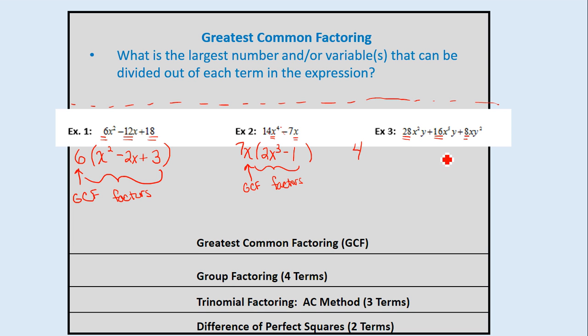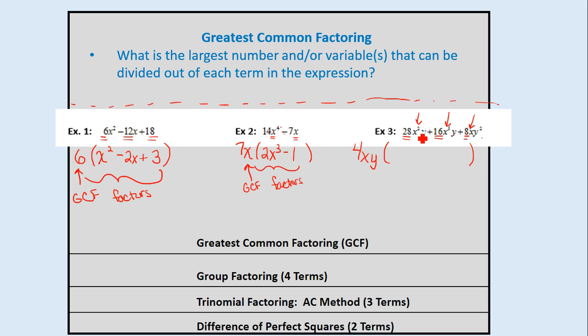Now let's look at the variables. Notice just x's this time. This one has an x squared, this one has an x to the fifth, and this one has just one x. So the greatest amount that I could divide out of each of them, and they'd still have enough to divide, would just be 1x. Now let's look at y's. I have one y, I have a 1y, and I have a y squared. So I'm going to divide out a y from each of them. And now let's literally do that.